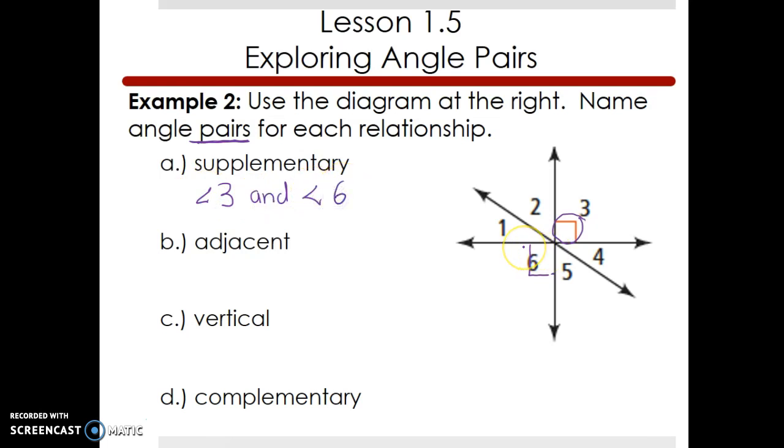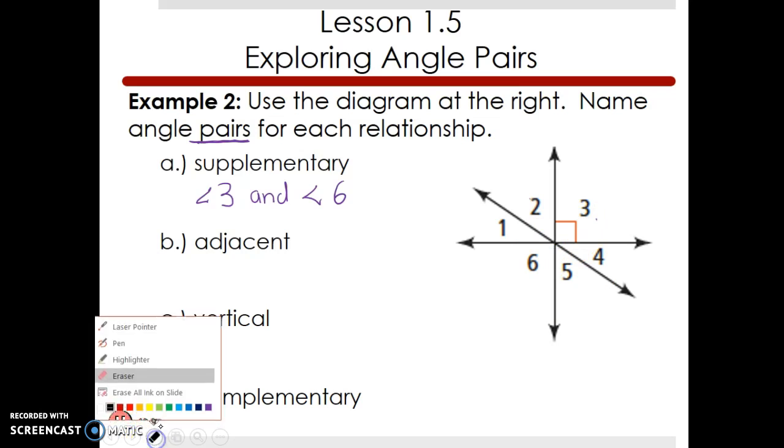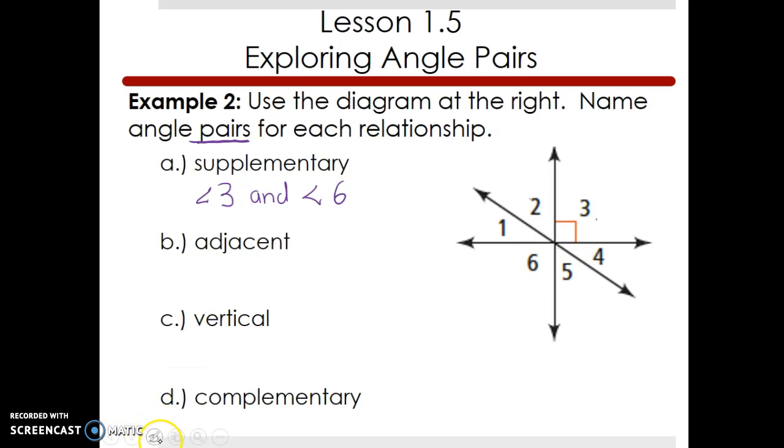Again, if you think it's also a straight line, but look at this. Angle 1, 2, and 3, it's not an angle pair. There are 3 different angles that add up to 180. So we cannot count that. So let's go to the next one.